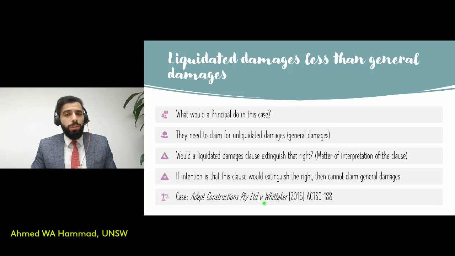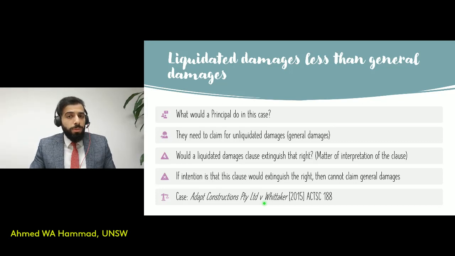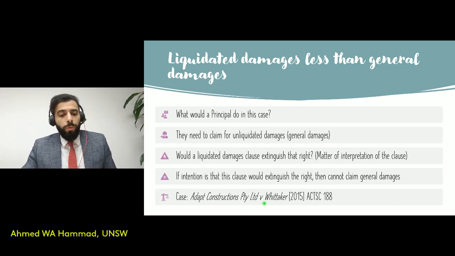What would the principal do in a situation like that? Well, if you were the principal, you'd of course want to claim the highest amount, which is the general damages amount. But sometimes the way in which the LD clause is written in the contract, it can be implied that it extinguishes the right to claim such general damages. So it all depends on how the courts interpret your LD clauses. And the authority case over here is Adapt Constructions and Whitaker, a very recent Australian case, the facts of which are very similar to what I talked about.